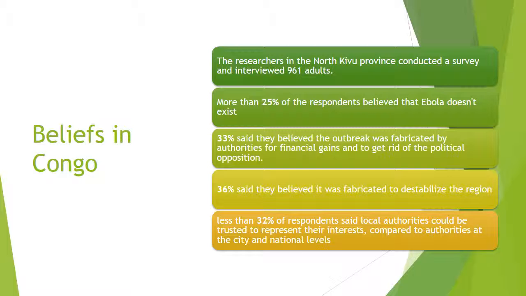And less than 32% of respondents believed that local authorities could be trusted, which causes issues with trying to prevent the spread of the disease, because if people don't trust their government, they're less likely to do what they say during an outbreak to limit infection.